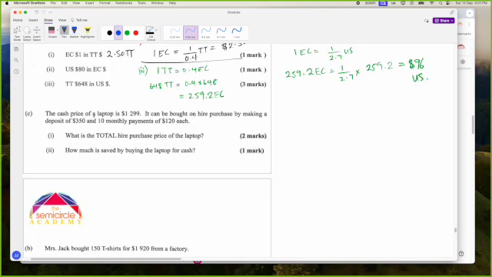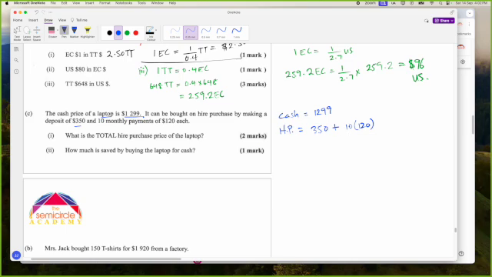The cash price of a laptop is this. It can be bought on a hire purchase by making a deposit of this. You notice how I don't read out a question whole. If it's a paragraph, like if it's a book you're reading, I'll read a little piece and write down the information. So cash price is $12.99. The hire purchase price is $350 plus 10 monthly installments of $120 each.